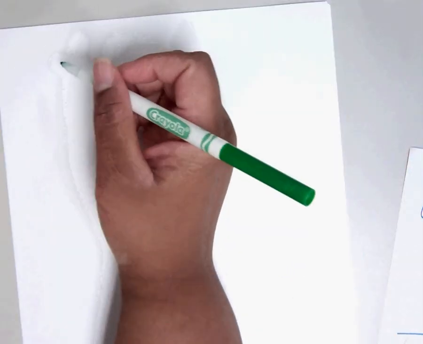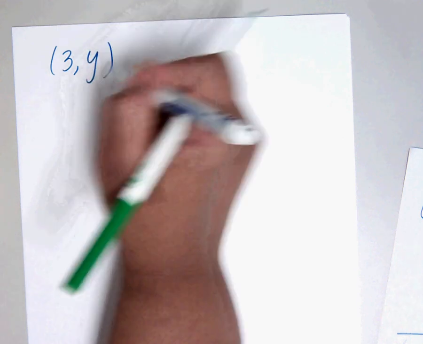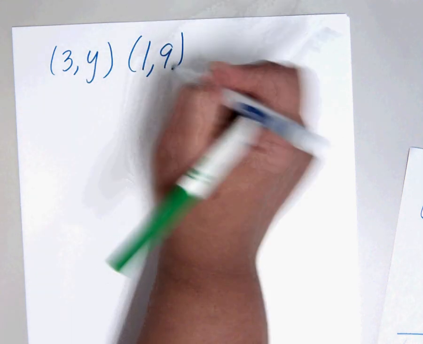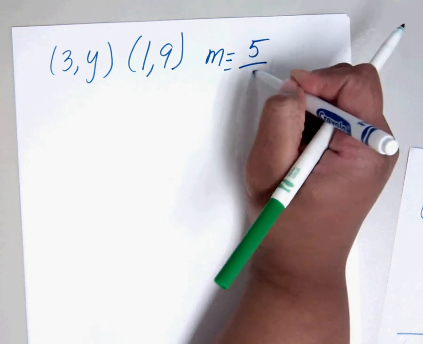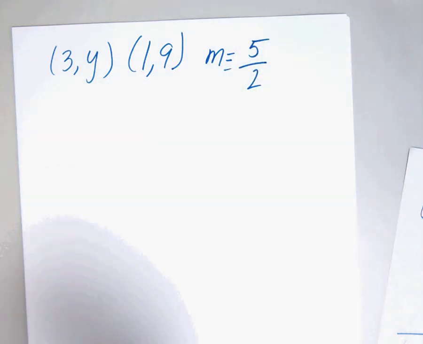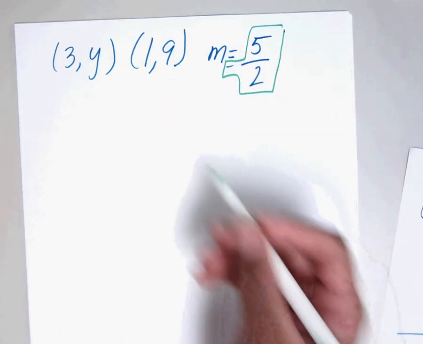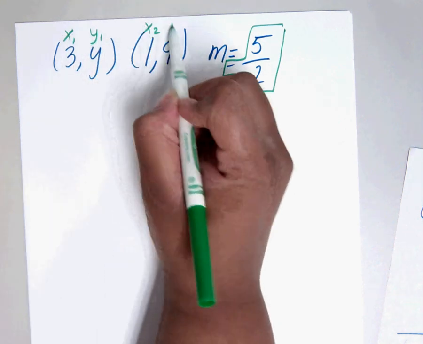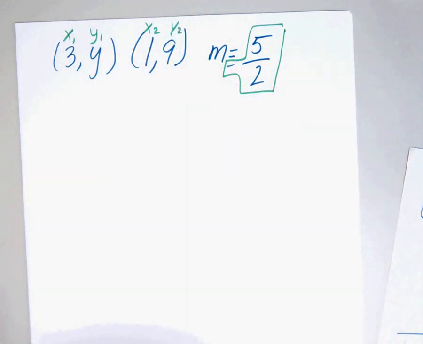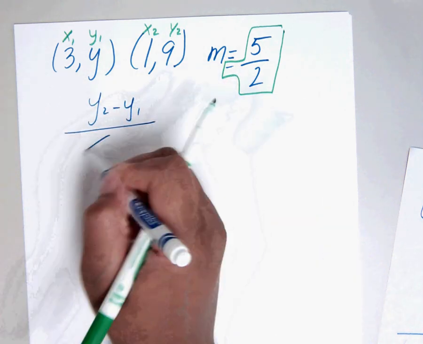Okay, so let's do one more, and we have 3, comma, y, 1, comma, 9, and we know that the slope is negative 5 over 2. Ew, I don't like that. Well, let's do it anyway. So we have to label x1, y1, x2, y2. And we have to write our formula just in case you forgot.